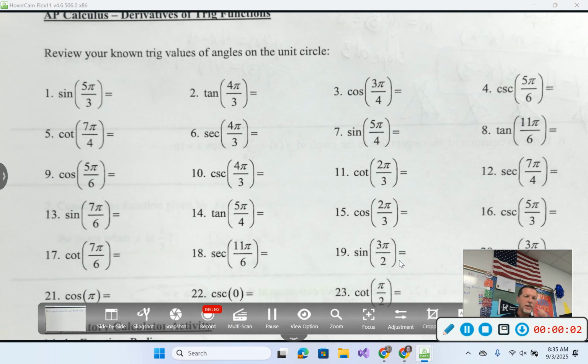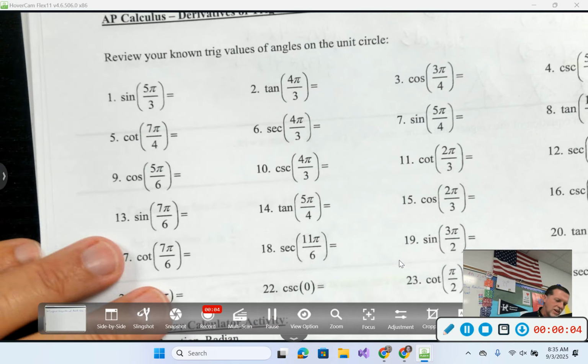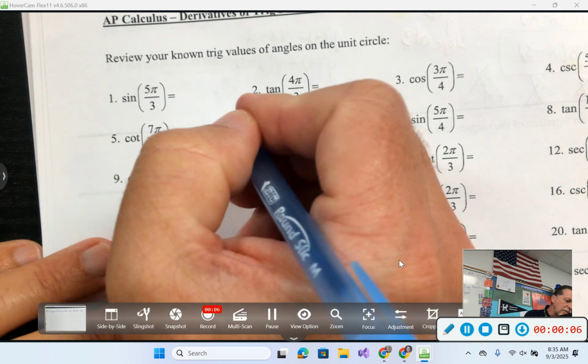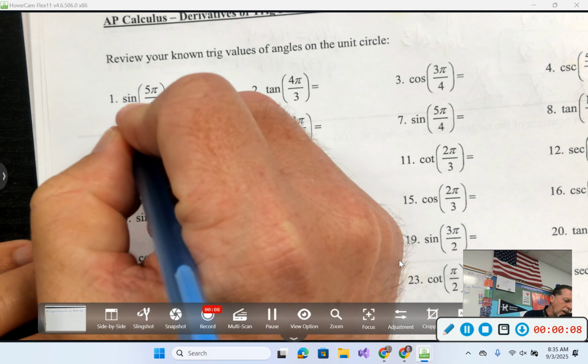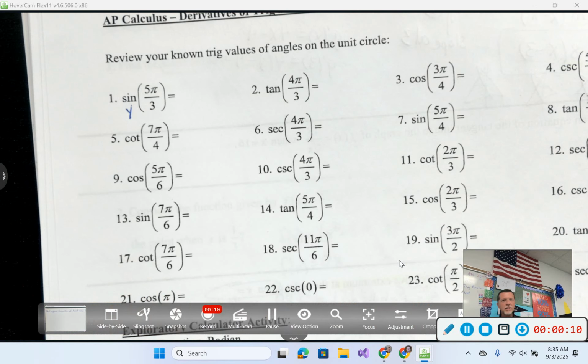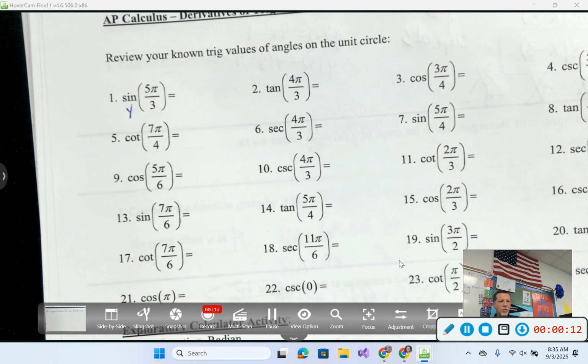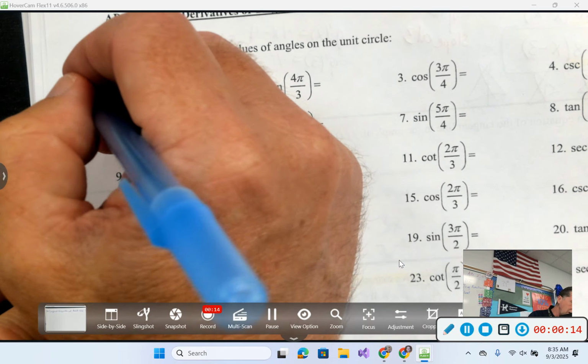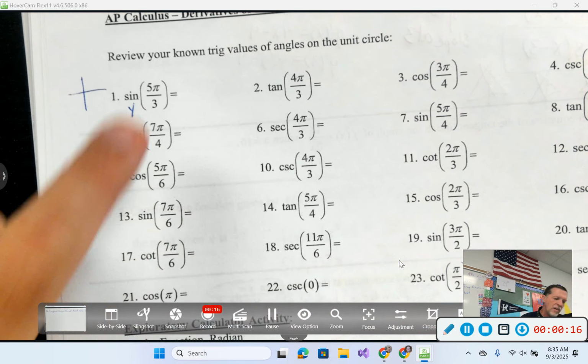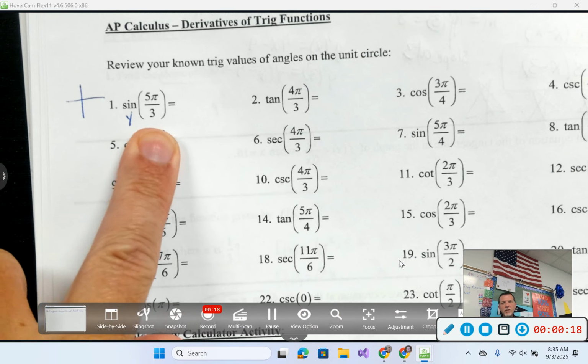A lot of trig today. All right, sine of 5 pi over 3. Okay, here's how I'm thinking when I see sine of 5 pi over 3. Sine's the y-coordinate. So if I can know the y-coordinate at 5 pi over 3, that'll be my answer. 5 pi over 3, that's fourth quadrant.